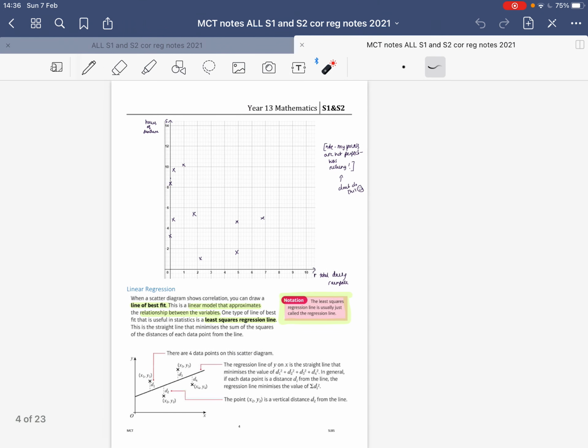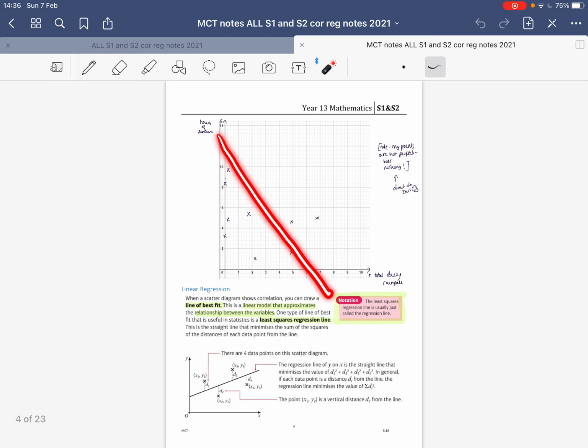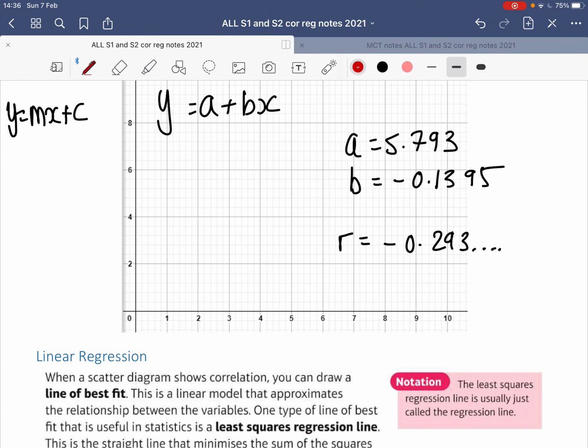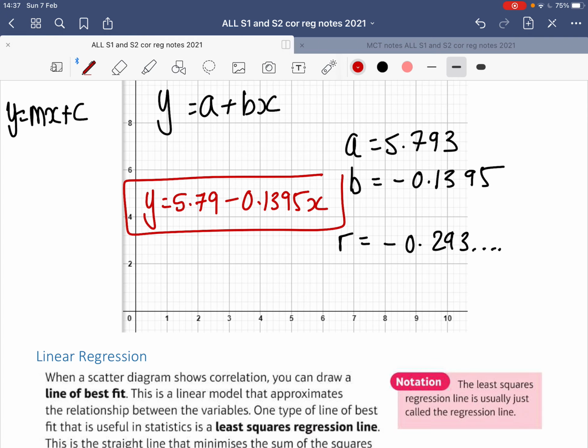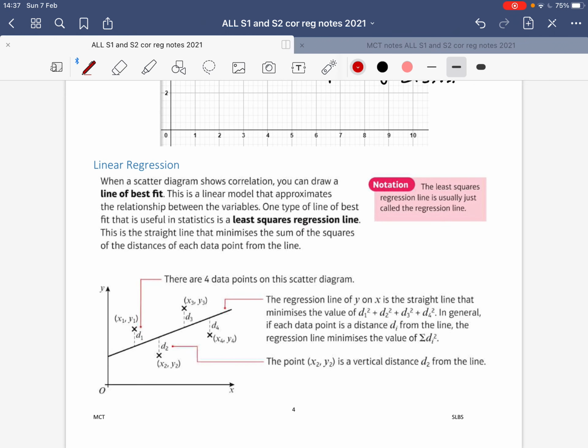So if on my graph here, I did a least squares regression line, what you called a line of best fit at GCSE, if I drew that in perfectly, which I can't, but if I did, it would be the line, watch these go together, y equals that plus that or minus that times x. So it will be the line y equals 5.79 minus 0.1395x. That will be the equation of the regression line.